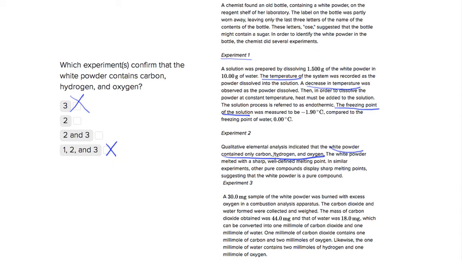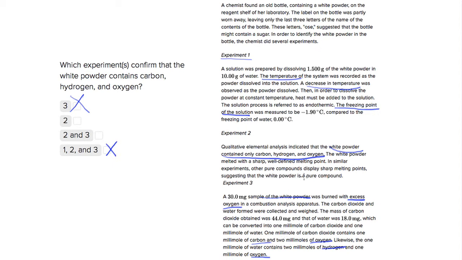So let's just see if 3 also confirms it. So 3 tells us that a sample of the white powder was burned with excess oxygen. Okay, so a little bit different. And then the carbon dioxide and water were collected. And at the end of the experiment, they found that part of the carbon dioxide contains carbon and oxygen, and the water contains hydrogen and oxygen. So you might be thinking, okay, all 3 of these elements are contained.